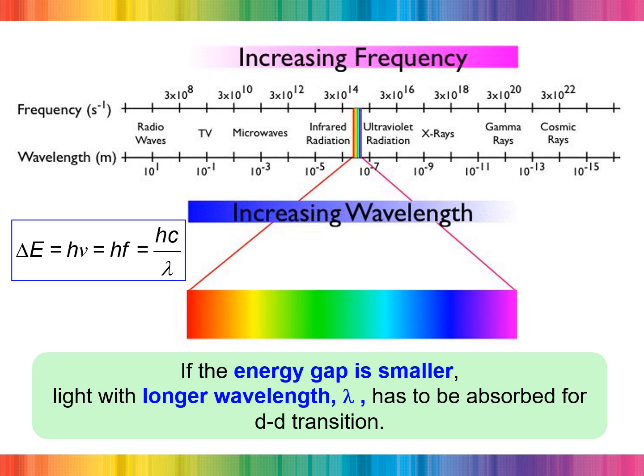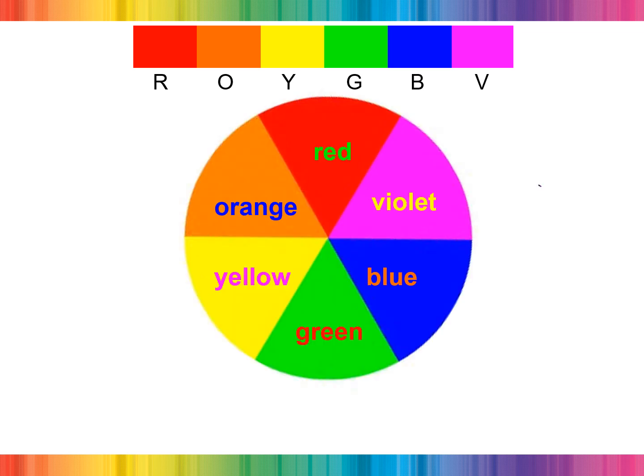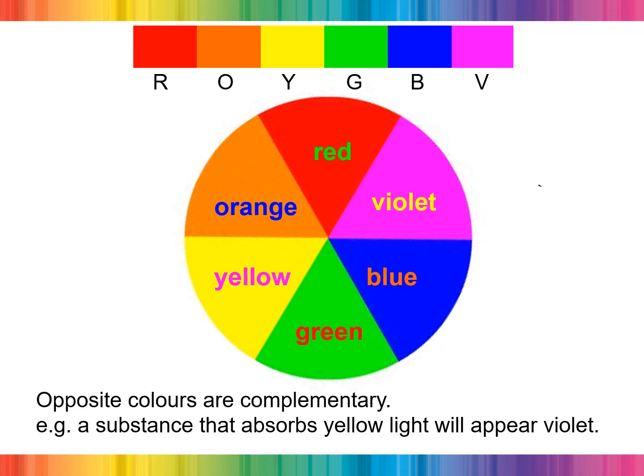Okay, so plug in this formula and apply it to the color wheel. ROYGBV. Draw the color wheel and see which wavelength is complementary to the other. Opposite colors will be complementary. So if you are seeing a substance that appears violet, like a titanium 3 plus solution, that means that solution is absorbing yellow light. This is our layman way to call it. You can use this to help yourself understand how this works.